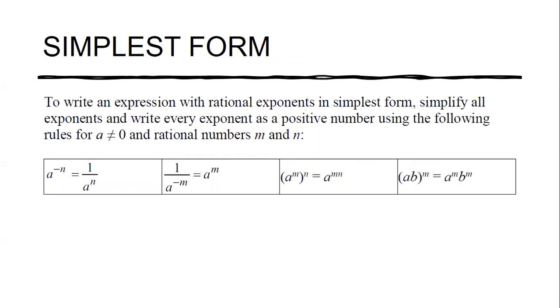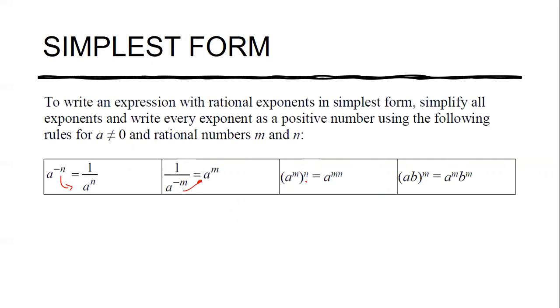When it says to put something in its simplest form, you want to simplify all exponents and write every exponent as a positive number using the following rules. So if I have a to the negative n, that means that my expression actually belongs in the denominator, okay? And then vice versa. If I have a negative in the denominator, that means it belongs in the numerator, okay?